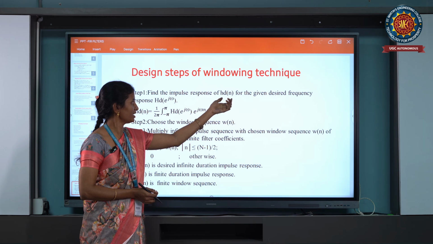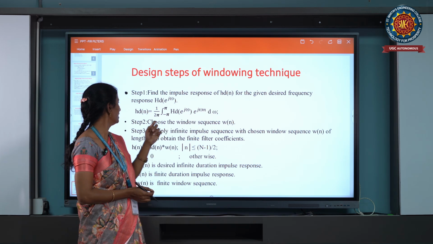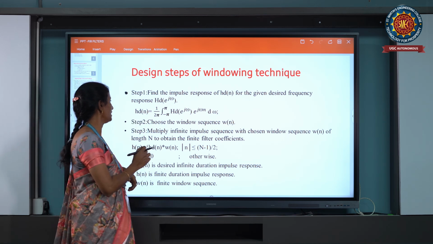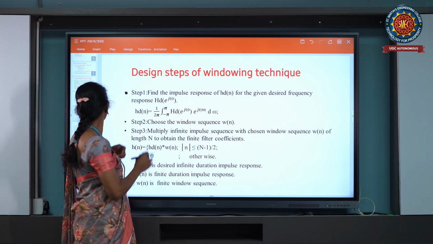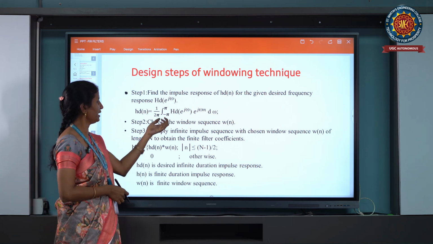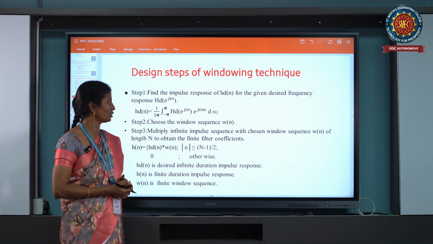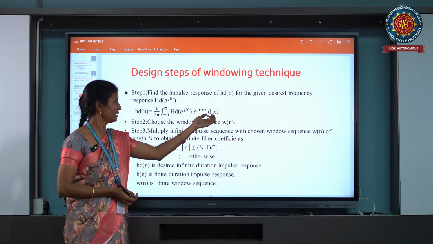Hd of n is the desired impulse response. It is an infinite sequence. The formula of Hd of n is equal to 1 by 2 pi integral from minus pi to plus pi of Hd of e power j omega into e power j omega n d omega.